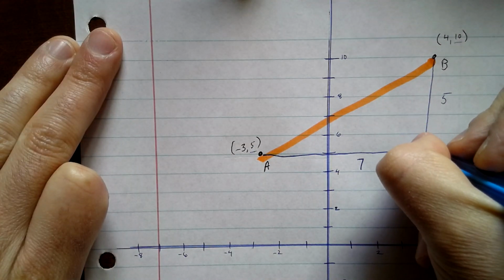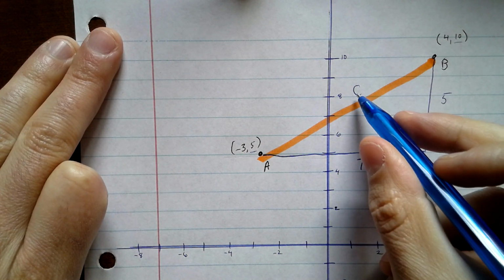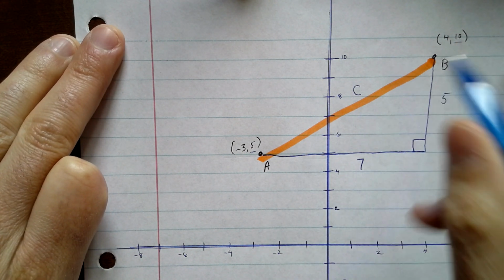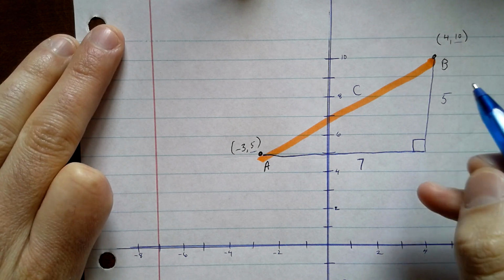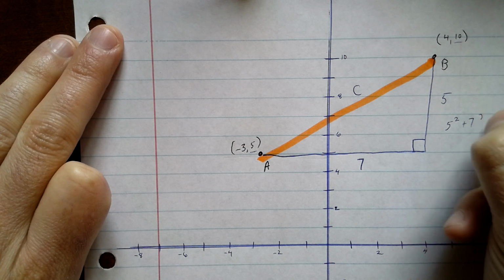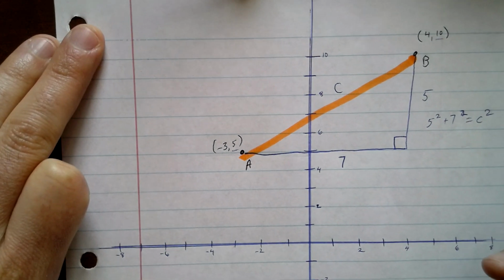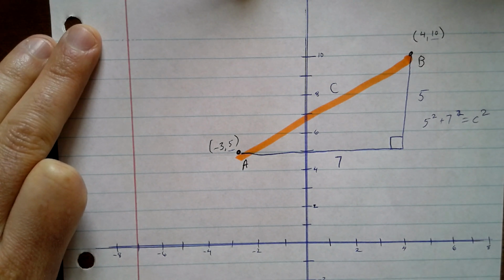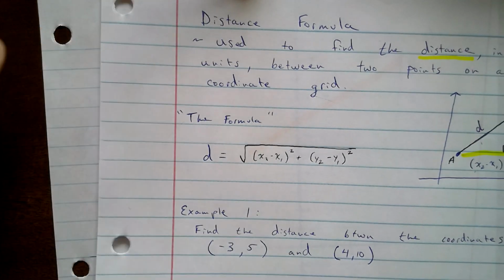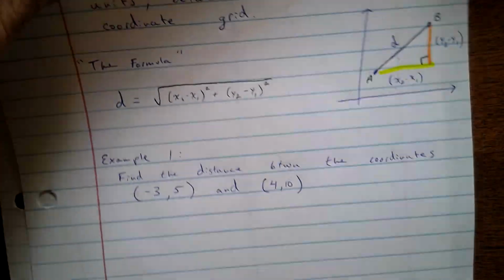So in essence, what we're looking for is the hypotenuse of this triangle. We're looking for C to represent distance. Now, this is only one way to do it. We could write this out as 5 squared plus 7 squared equals C squared and solve the problem. That's one way to do it. The other way is to plug numbers directly into this formula and work from there. You should get the same result.